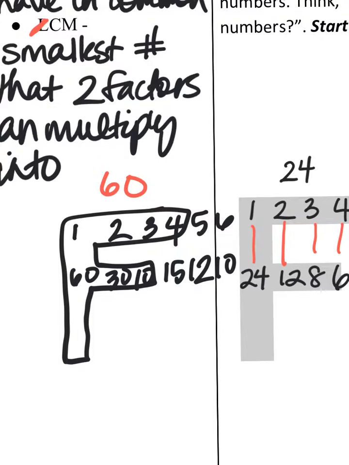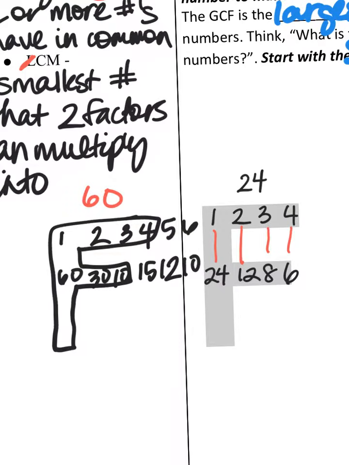If I look at the two sets of numbers that I have here, where are my common numbers? Well, we've got 2's and 3's and 4's, and of course 1. Do I have a 24? No. Do I have a 12? Yes. Do I have an 8 over here in 60?